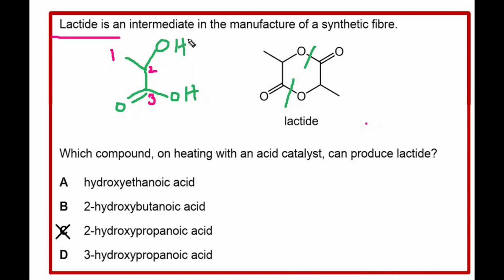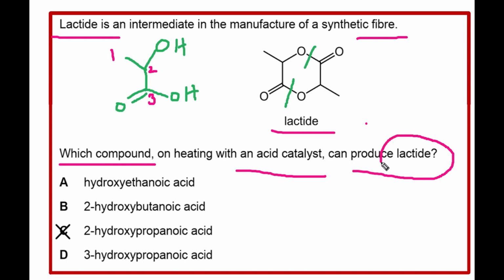Lactide is an intermediate in the manufacture of synthetic fiber. This is the lactide. You are asking which compound on heating with acid catalyst can produce lactide. So lactide is an ester. If you acid hydrolyze an ester, you will get carboxylic acid and alcohol.